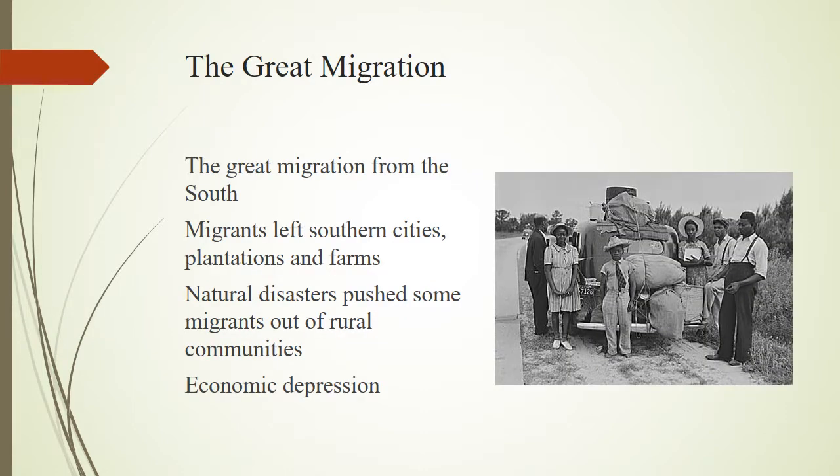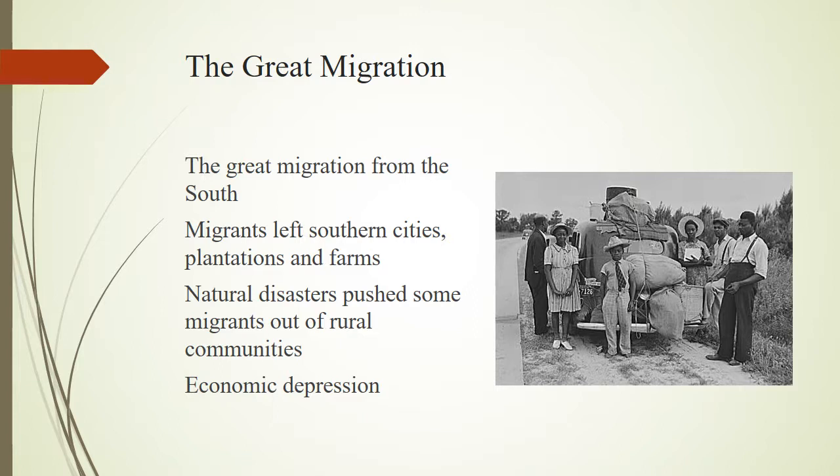Now, the Great Migration was one of the largest movements of people in U.S. history, and it was the migration of African Americans leaving the Jim Crow South between 1910 and about 1940, although some people number the Great Migration as having ended in the 1970s.